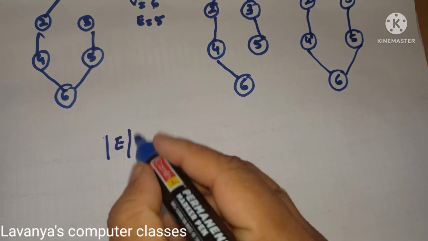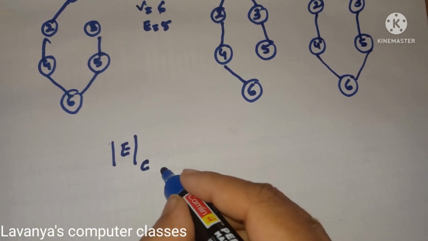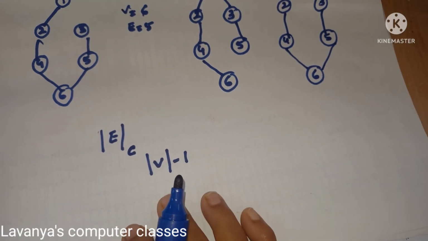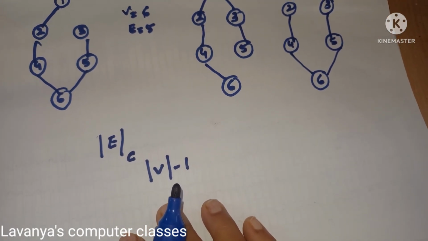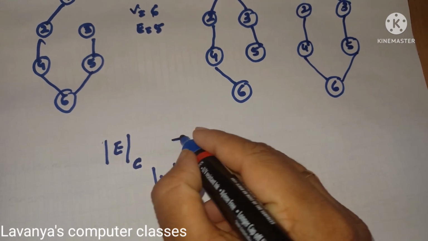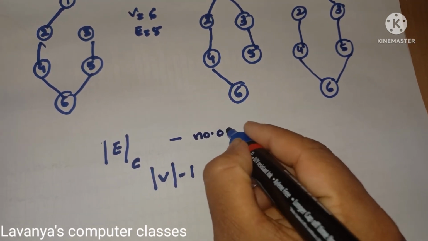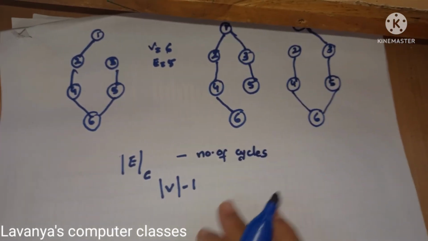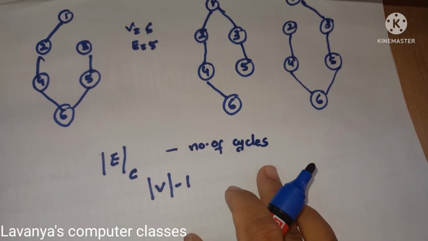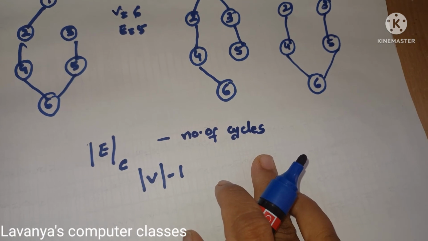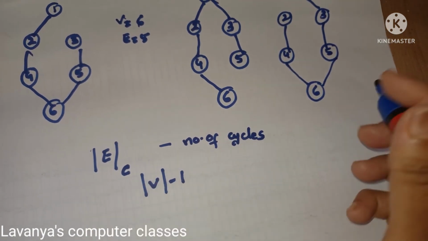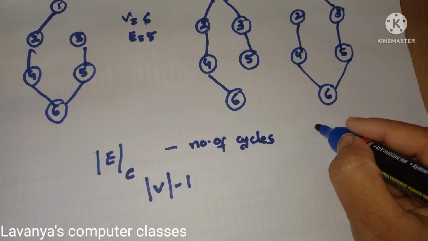So how many have to write? What is the possible spanning trees we have to draw? And for that we have one formula. That is mod E C mod V minus 1. Vertices minus 1 minus number of cycles. If the original graph contains any cycles, cycle means loop, how many cycles are there? We have to remove all the cycles. So this is the formula for finding number of possible spanning trees from your original graph.